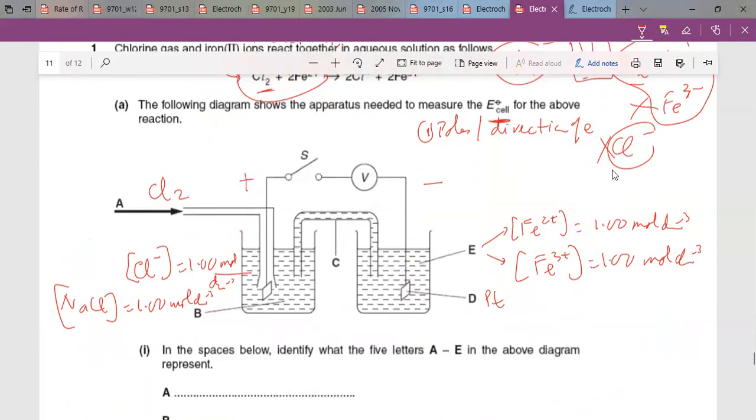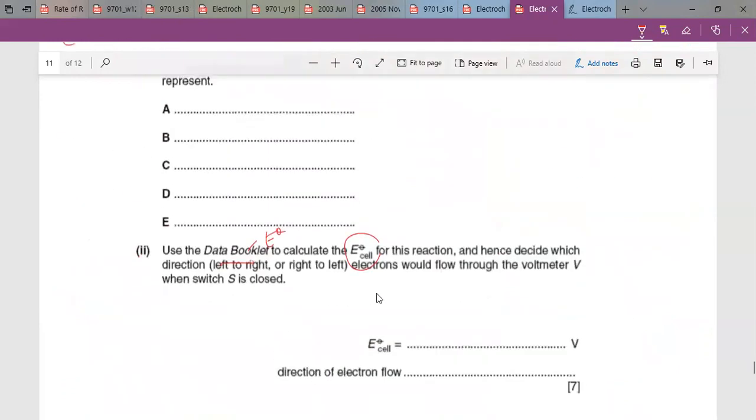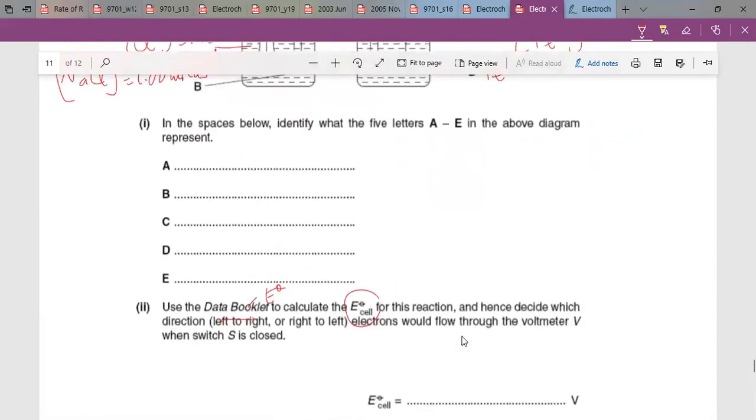Once that's decided, negative means what? Negative is the source of electron flow. So electrons move from here, so I put the arrow here showing electron flow. This will give you the mark. Once you get that, of course, you can find the E naught and the equation, and decide which direction the electrons flow.